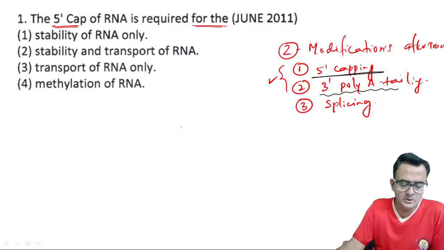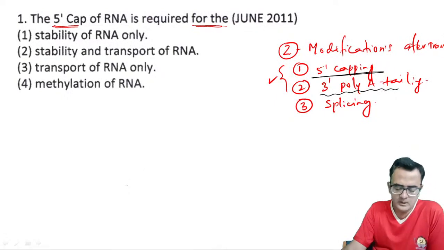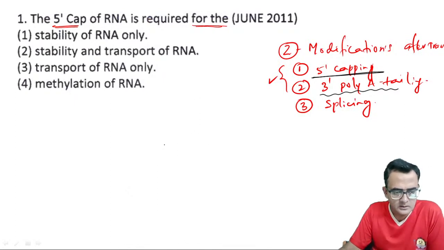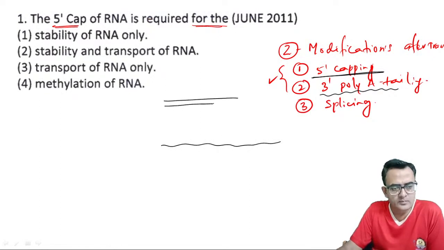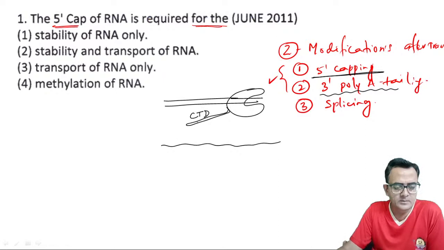Here many other subsidiary enzymes are required, and the most important signal regarding post-transcriptional modification is this. Like, this is the DNA, and here we are making RNA polymerase. Suppose this is the RNA polymerase, and it has a tail. See, this is the C-terminal tail, the CTD, the C-terminal domain. Once phosphorylation takes place, phosphate groups are added here.